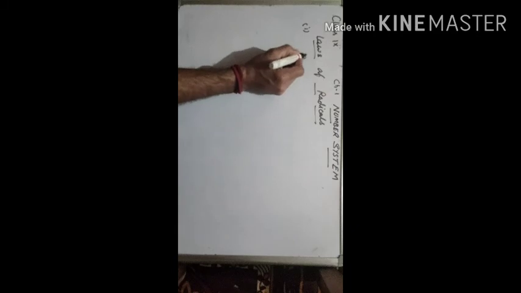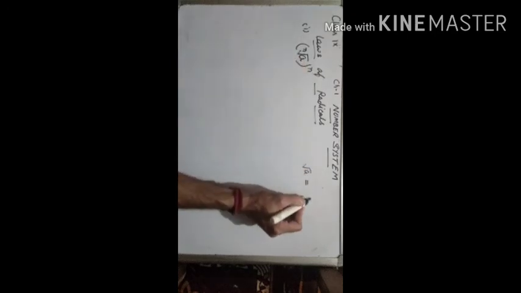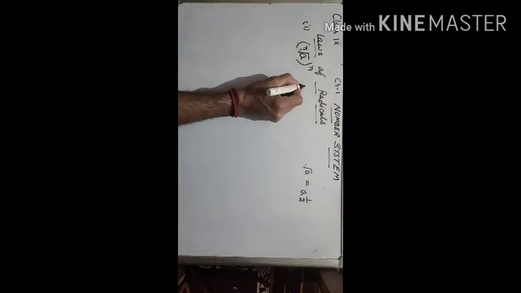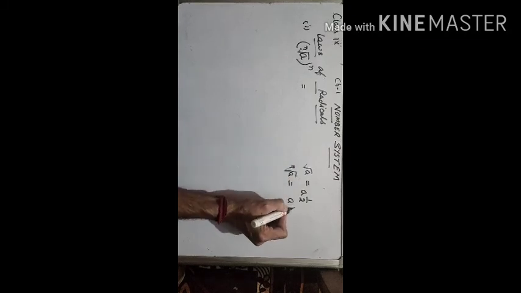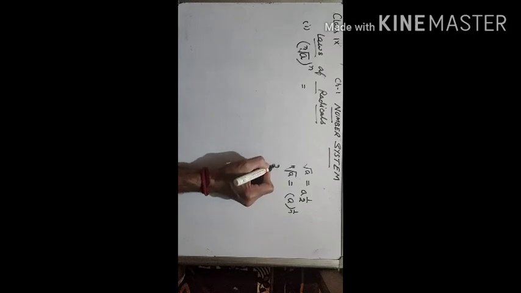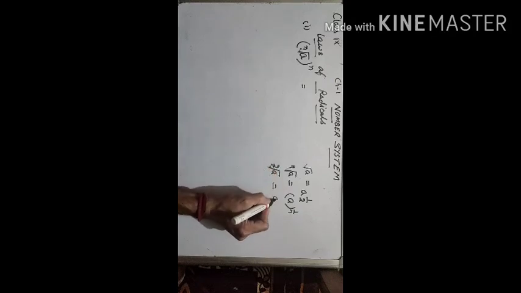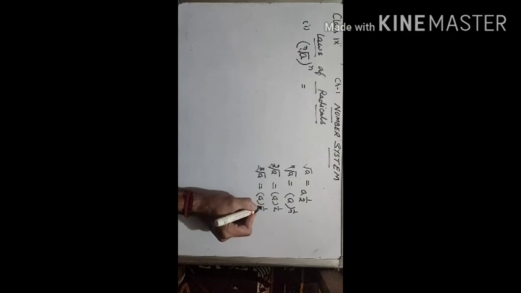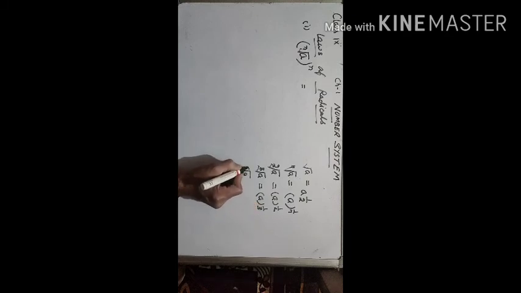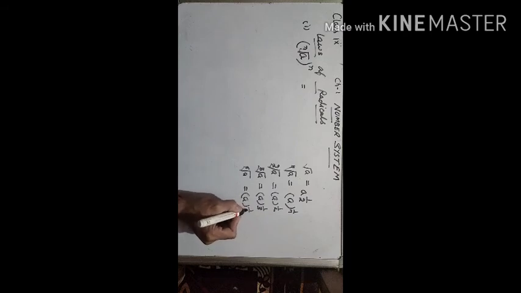For example, the nth root of a, to the power n. We know that square root of a means a to the power 1 by 2. Here we can write the nth root of a as a to the power 1 by n. That means if I write 2, then a to the power 1 by 2, and a 3 here, a to the power 1 by 3, and if I write a 5 here, then a to the power 1 by 5.